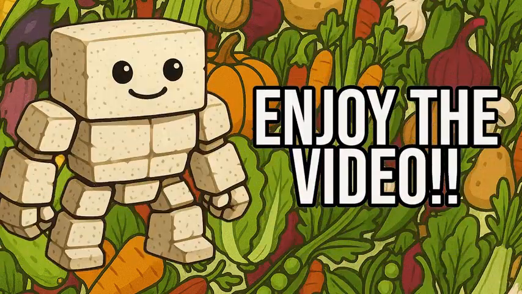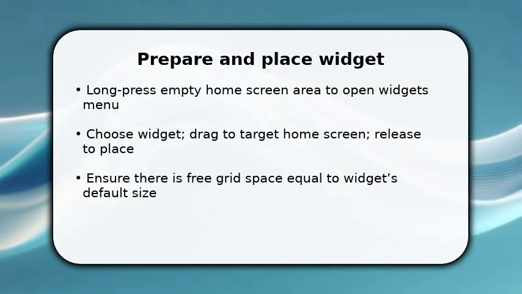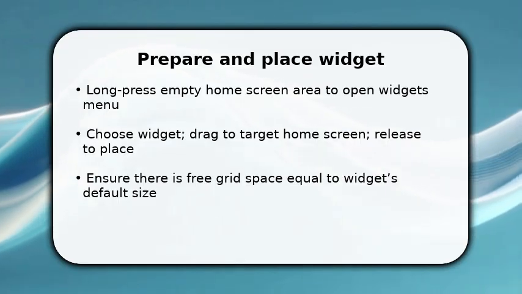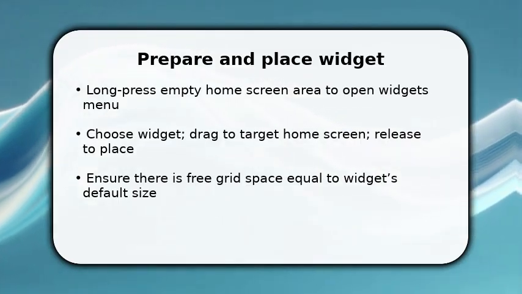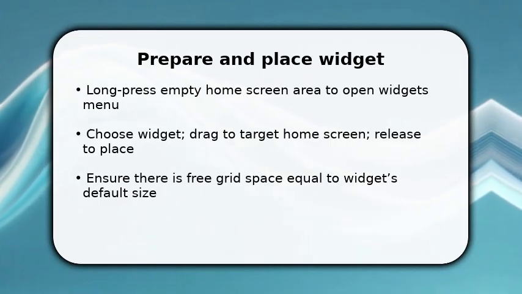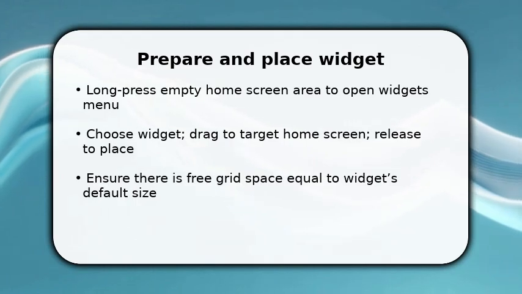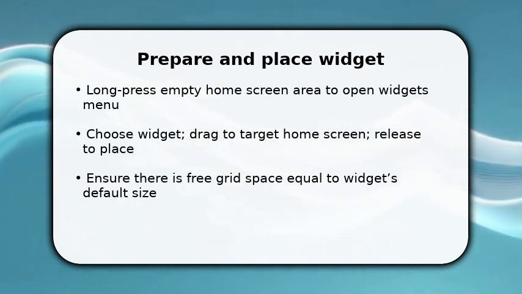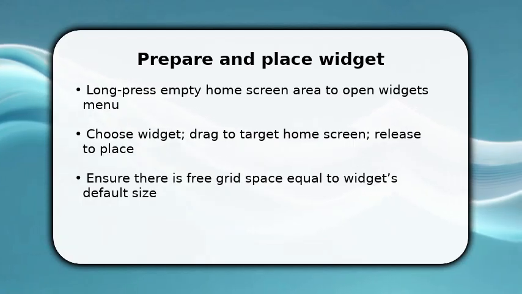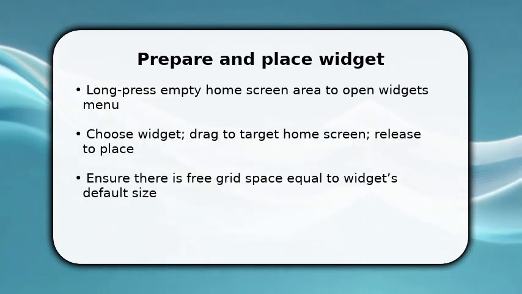Please enjoy the video. You start by placing the widget so you can resize it. Long press an empty area of the home screen, tap Widgets, then drag your chosen widget onto the screen. Once placed, make sure the widget's default bounds don't overlap icons or folders. That will block resizing. If the widget won't land, free up 1 or 2 grid cells by moving apps.